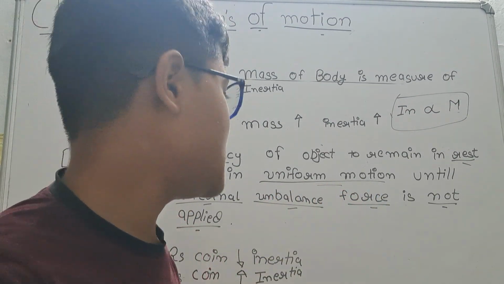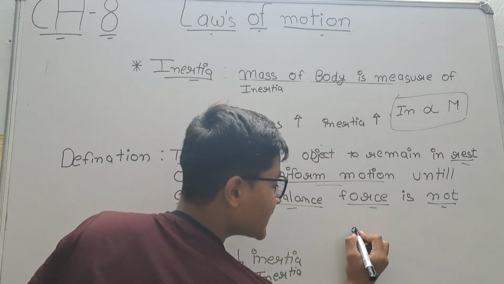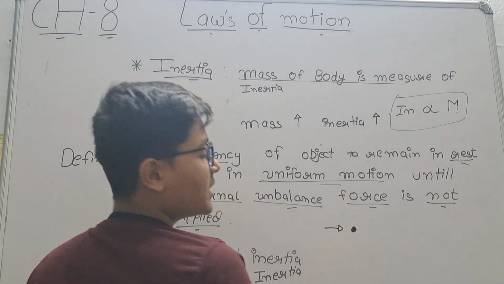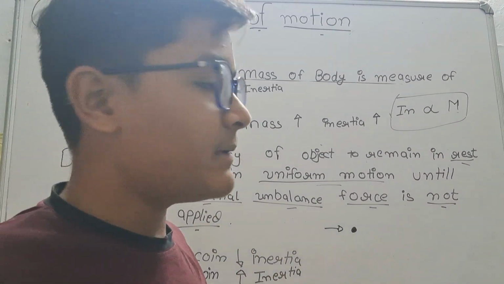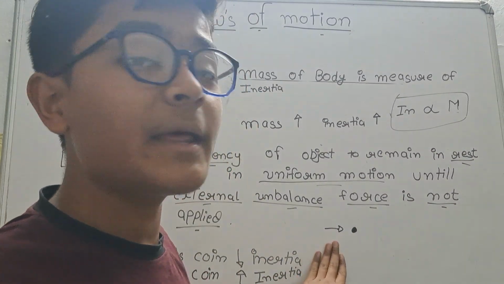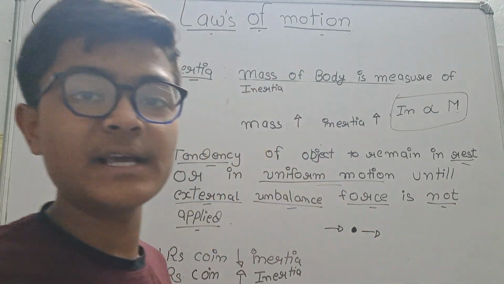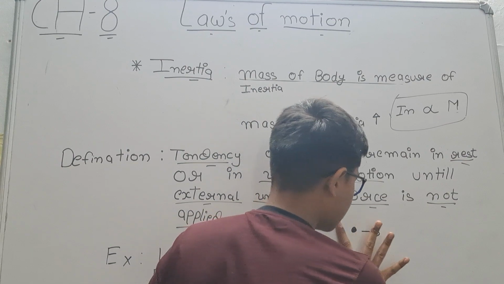Okay, let's take an example. Here an object is at rest. If you do not apply force, it will not move. It means it will stay at rest, and if you apply an unbalanced external force, it moves in that direction. And let's take another example.